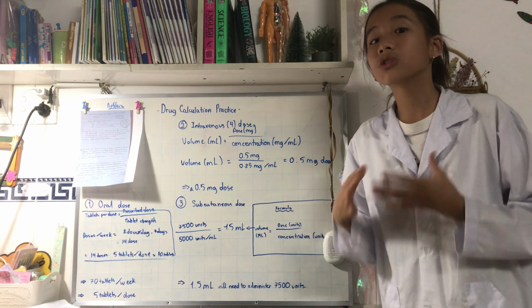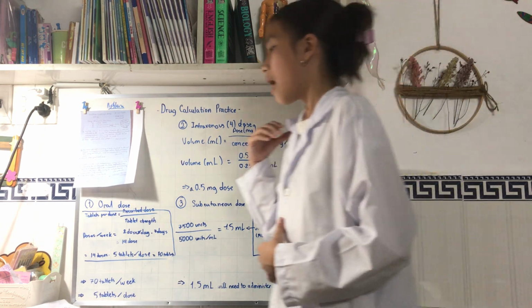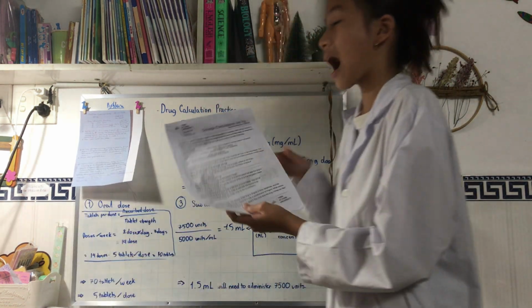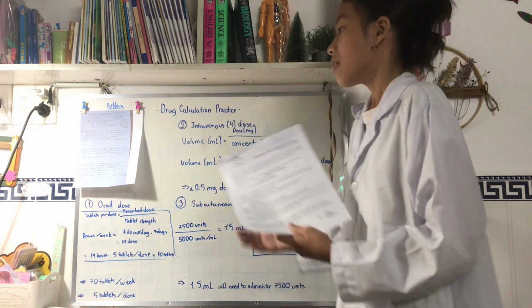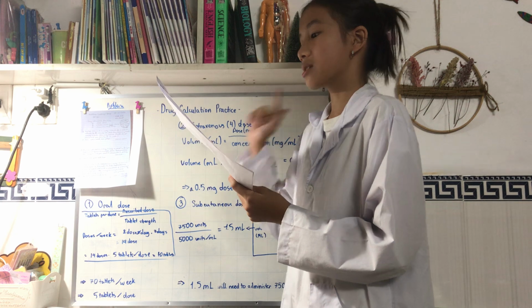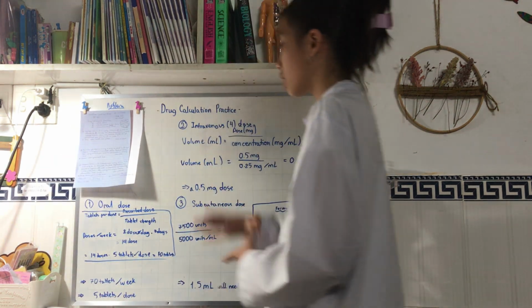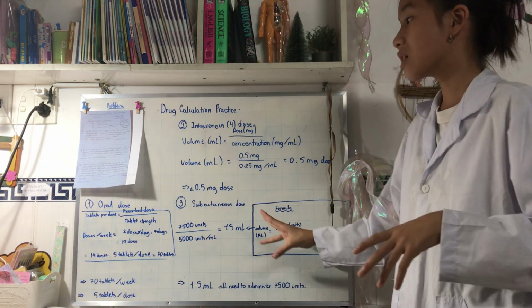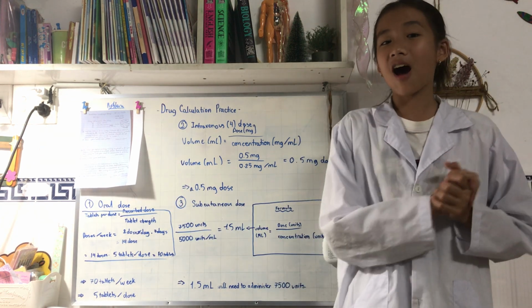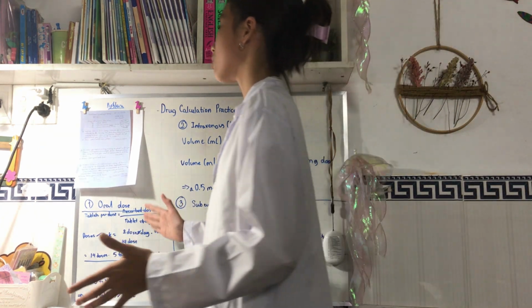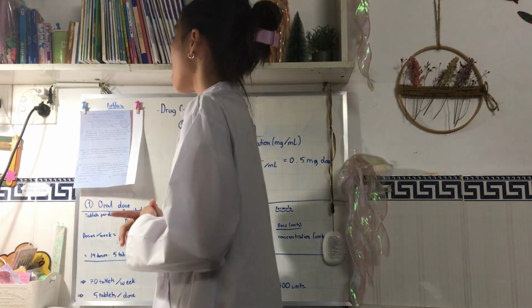We're going to be applying the 3 main formulas that I talked about in my third DEA, which is the daily dose, the single dose, and the dose volume. We're going to apply that in these 3 problems today. So without further ado, let's get started on our first problem, the oral dose. Let me read the problem.